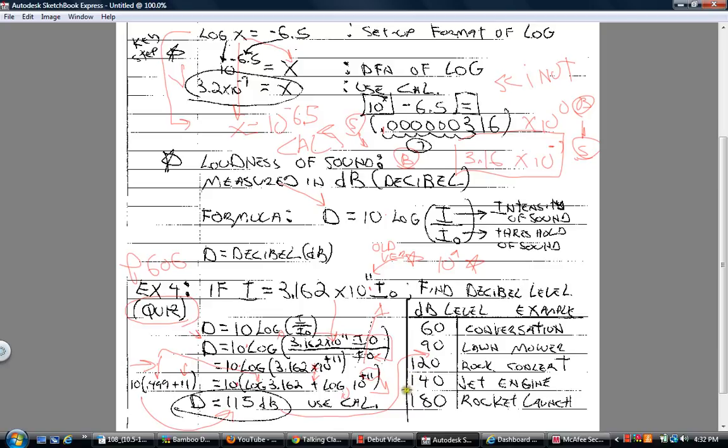Ever go by the Boise airport, it'd be right up next to jets taking off. That's 140. And if you ever have seen one of the space shuttles launched, or if you could be right up against it, which of course you're not allowed to, that would be 180 dBs.